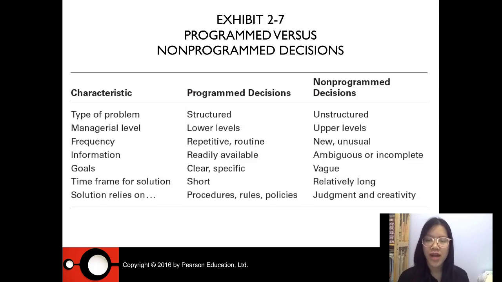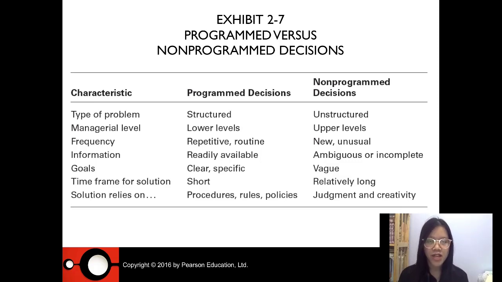This table describes the differences between programmed and non-programmed decisions. Lower-level managers mostly rely on program decisions because they come from familiar and repetitive problems. As managers move up the organizational hierarchy, the problems they confront become more unstructured.